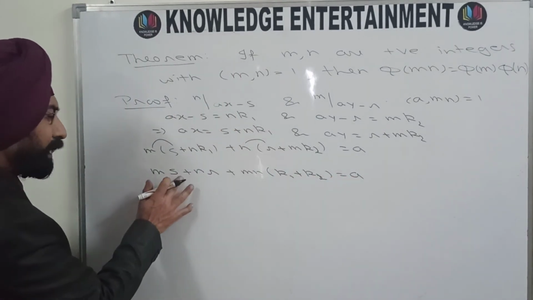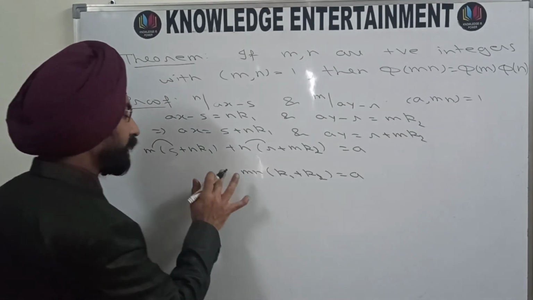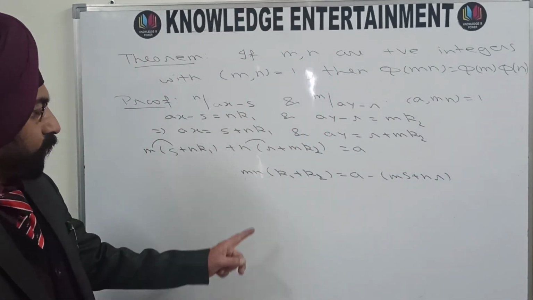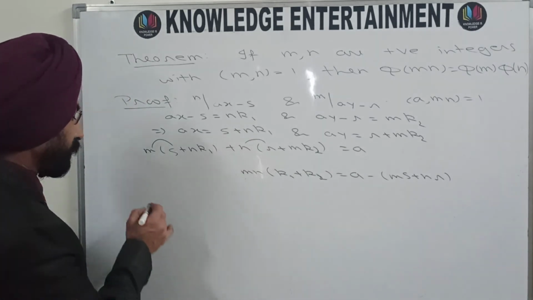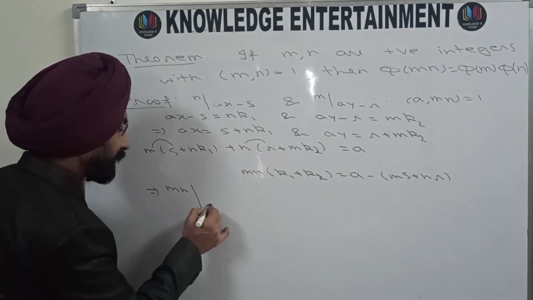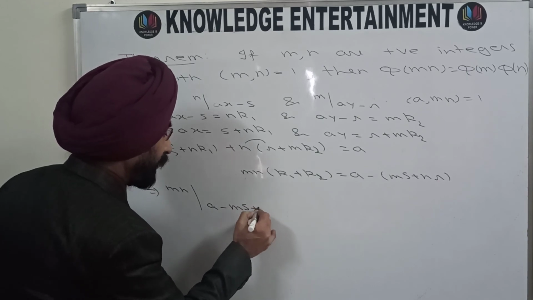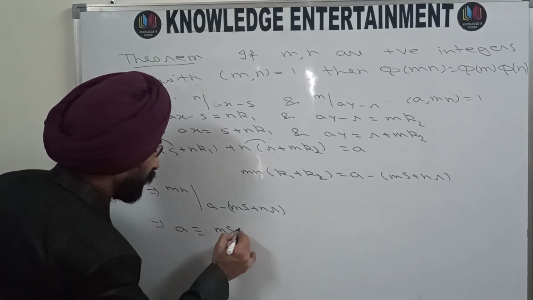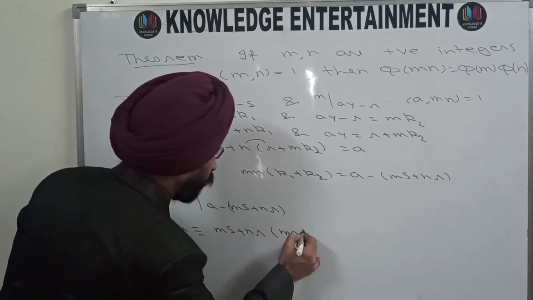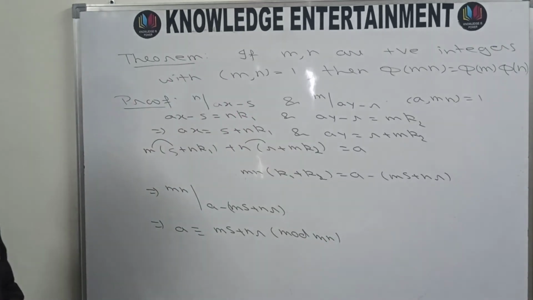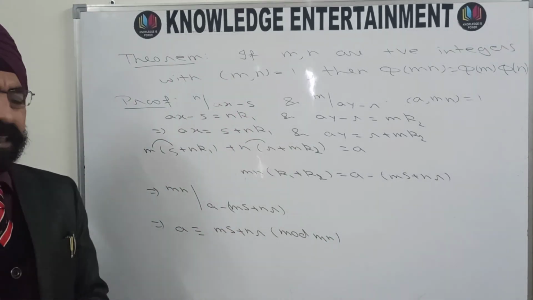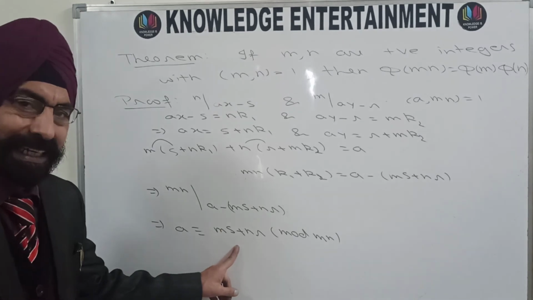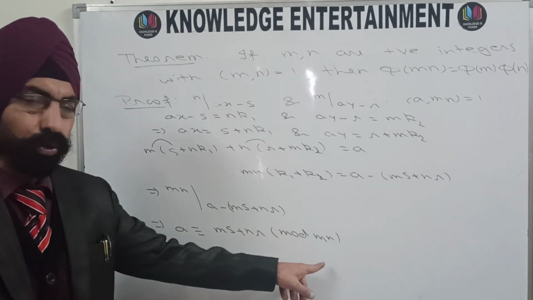So take this ms plus nr from the left hand side to the right hand side. That means mn divides a minus (ms plus nr). So this means a is congruent to ms plus nr modulo mn. And that is what we wanted to show, that if a is any integer co-prime to mn, then there will be a member of the set T which is congruent to a modulo mn.